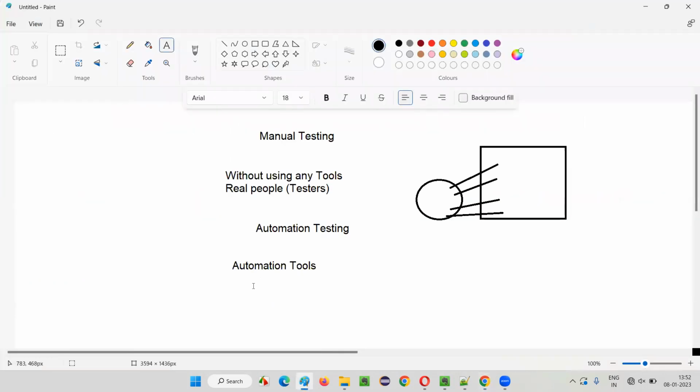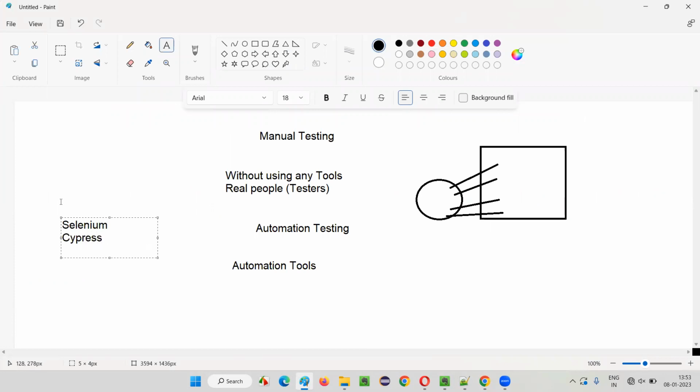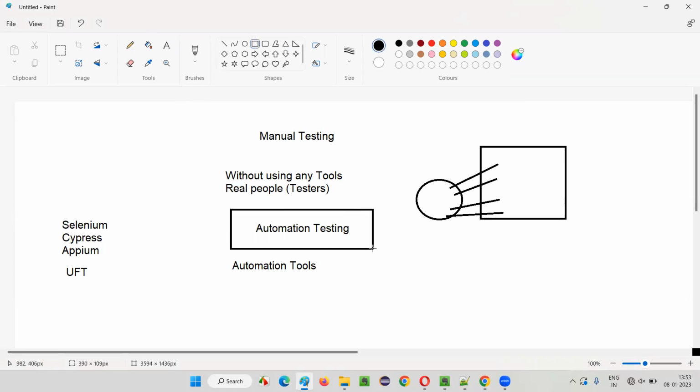A few examples of these automation testing tools are Selenium, Cypress, many other automation tools are there, guys, APM, then many other tools like UFT. Many automation tools are available in the market. If the testing is performed by these automation tools instead of the real person or tester sitting before the machine manually, in that case, that testing is called automation testing.